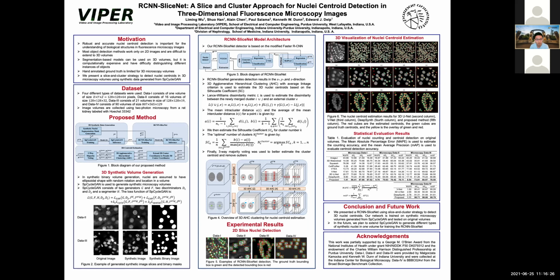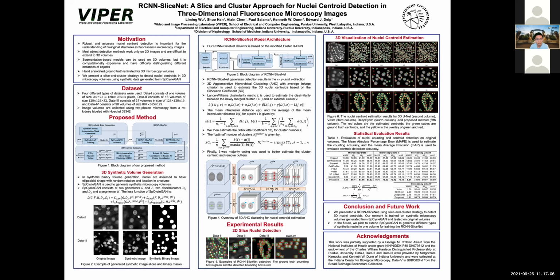So fluorescence microscopy is an optical microscopy that images the subcellular structures of living cells and animals. For our case, we use a 2-photon microscopy to collect the data from the kidney of living rats. And recent advances of fluorescence microscopy enable the acquisition of a larger amount of 3D volumes with a much higher image quality. Robust and accurate nuclear centroid detection is an important step for understanding of these biological structures in these fluorescence images.